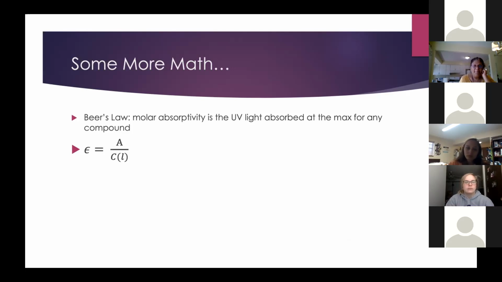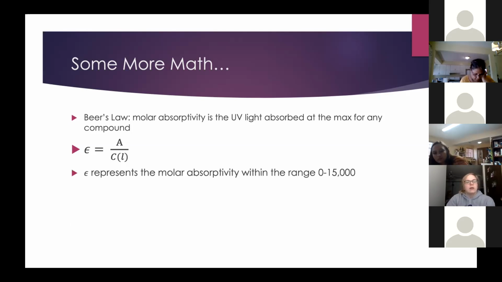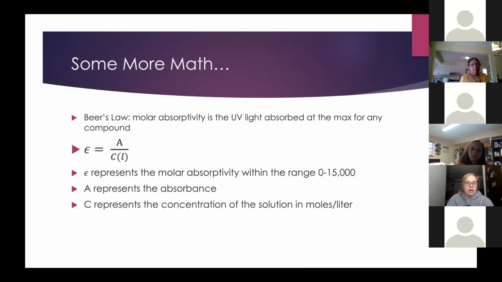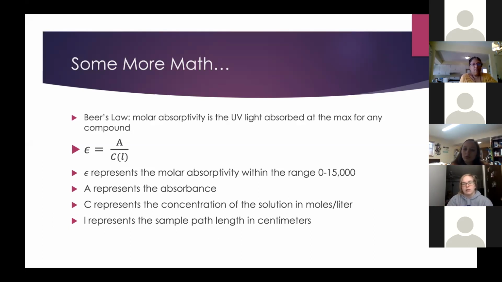Okay. So we have E equals A over C times L. So E represents the molar absorptivity, which is usually found within the range 0 to 15,000. A represents the absorbance, which we would have calculated using the previous equation. Then C represents the concentration of the solution in moles per liter. And then L represents the sample length in centimeters. So your sample path length is just going to be the length of the cuvette.